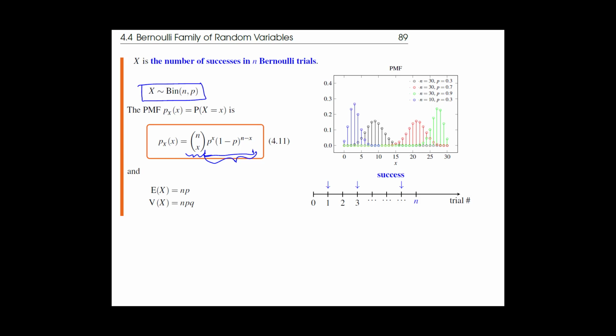And here you see some illustrations for different parameters, N and P. The ones in the middle look very much like the normal distribution. In fact, a very useful thing to do is approximate the binomial by the normal distribution. These are the mean and variance. We're going to see why in a minute.